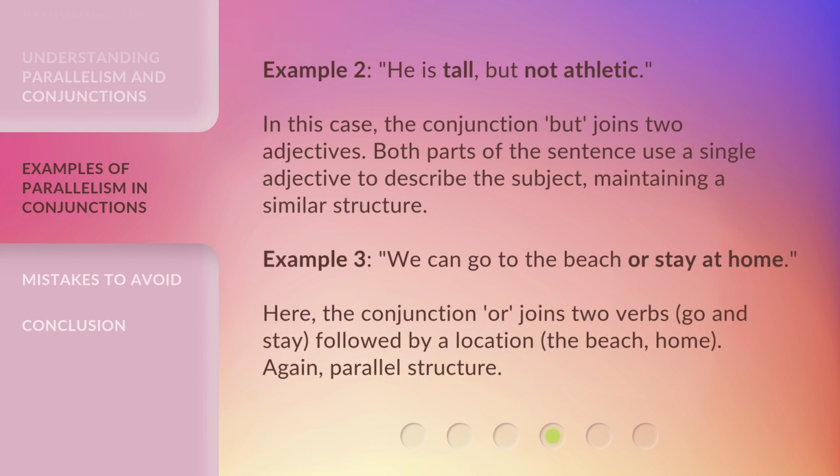Example 2. He is tall, but not athletic. In this case, the conjunction, but, joins two adjectives. Both parts of the sentence use a single adjective to describe the subject, maintaining a similar structure. Example 3. We can go to the beach or stay at home. Here, the conjunction, or, joins two verbs, go and stay, followed by a location, the beach, home. Again, parallel structure.